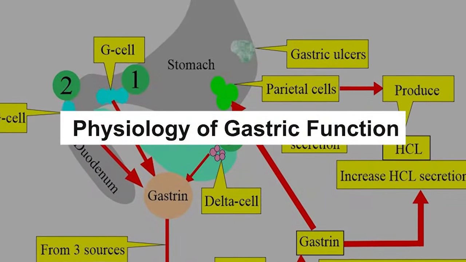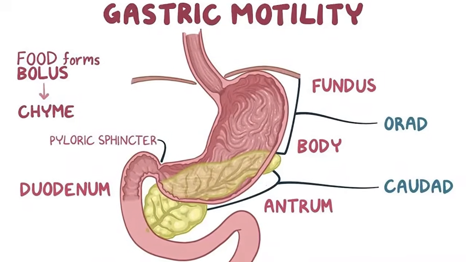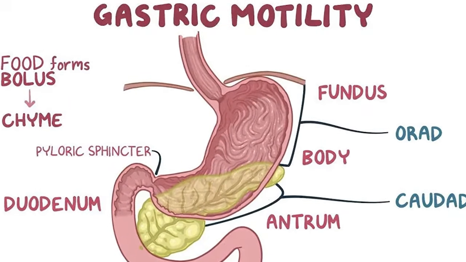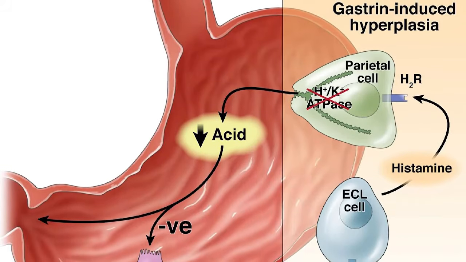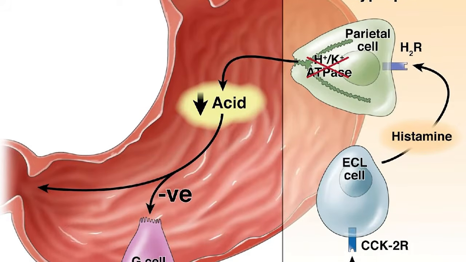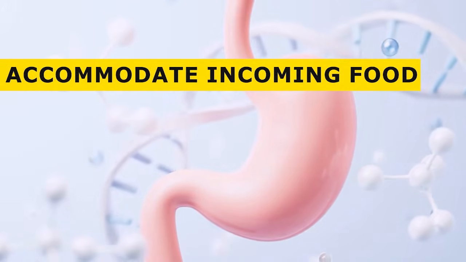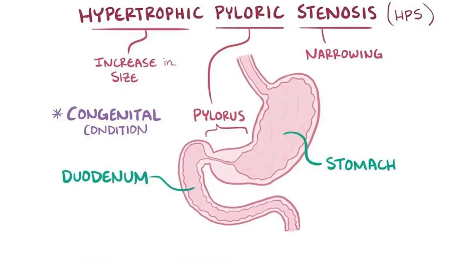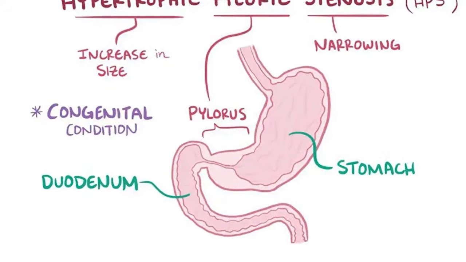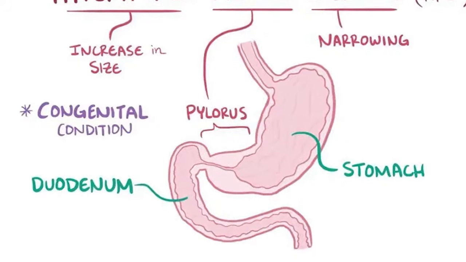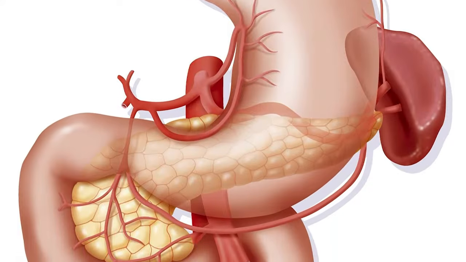Physiology of gastric function. Gastric motility. Gastric motility involves coordinated muscular contractions that facilitate the mechanical digestion and propulsion of food. It can be divided into 3 phases. Receptive relaxation occurs when the fundus and upper body of the stomach relax to accommodate incoming food. Peristaltic contractions begin in the body and move toward the pylorus, mixing the food with gastric secretions. Gastric emptying is regulated by the pyloric sphincter, which ensures that only small amounts of chyme enter the duodenum at a time.